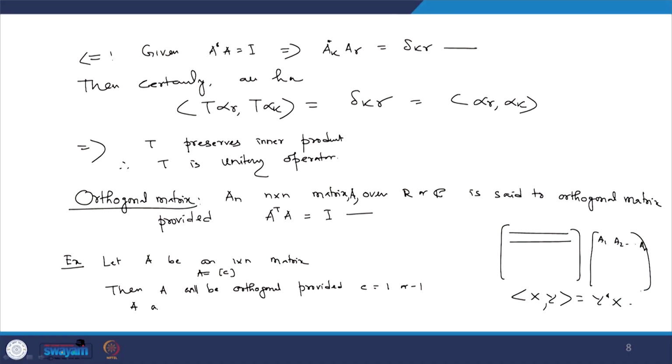Now, A will be unitary. Suppose you want to check whether it is unitary or not. What will be the condition for unitary? Provided C into C bar equals 1. So, this implies mod of C equals 1. So, this implies C equals e to the power i theta, for theta a real number, so that mod of C equals 1.